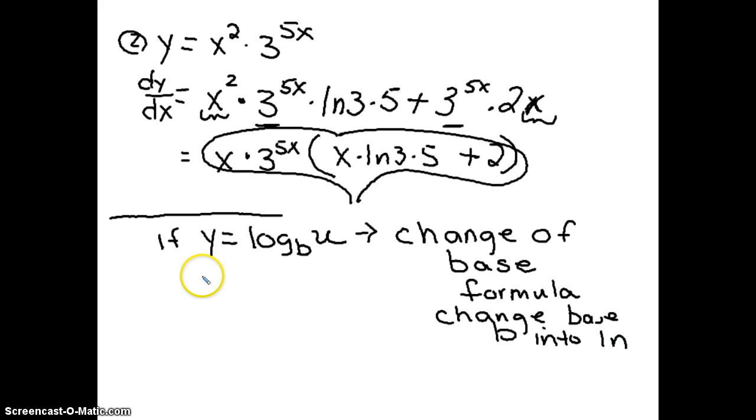So if you remember, the change of base formula says if y equals log base anything of a quantity.